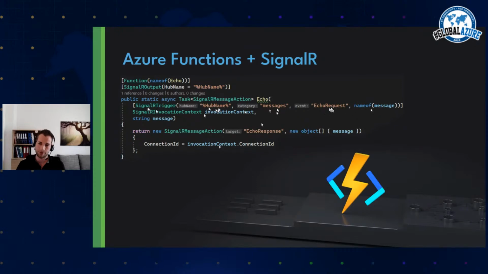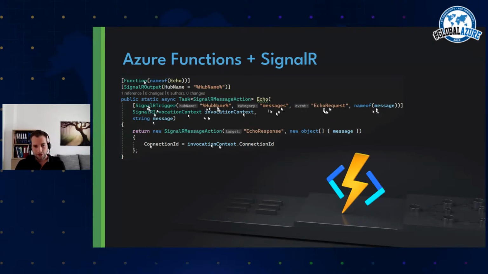And then we can specify the name of the parameters. So these functions can also have parameters. And because of this, we can directly inject the message to our function again with this parameter here. And we can use this SignalR invocation context that we also get from the SignalR trigger to, for example, get the connection ID of the client that just invoked our function.